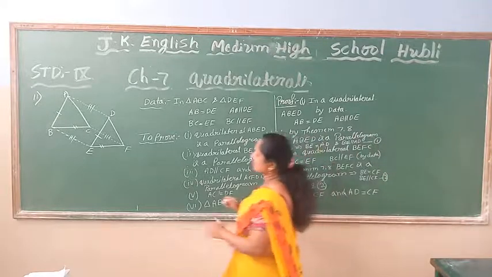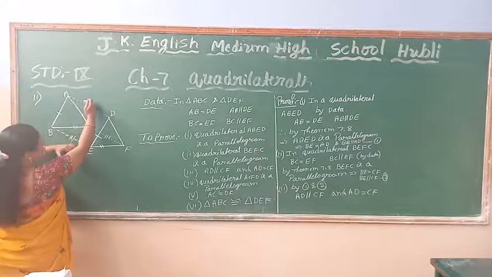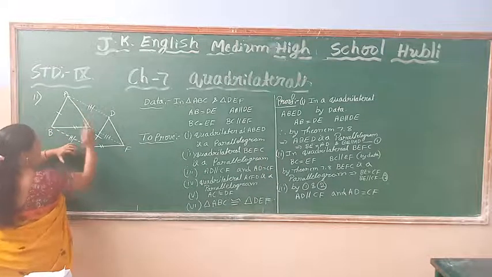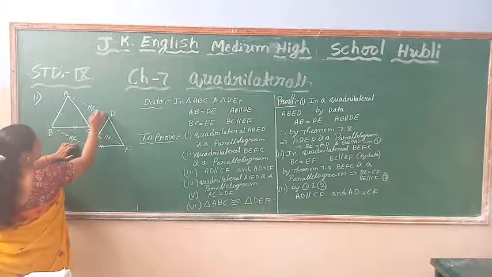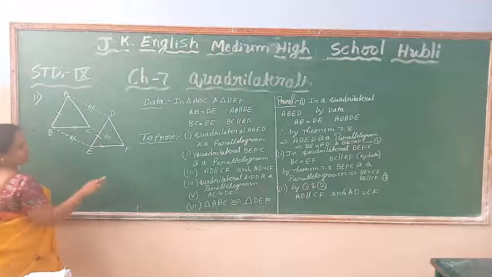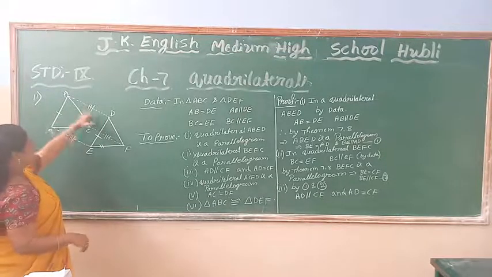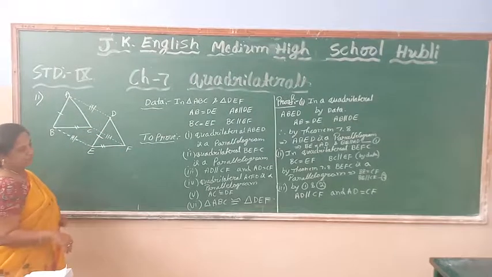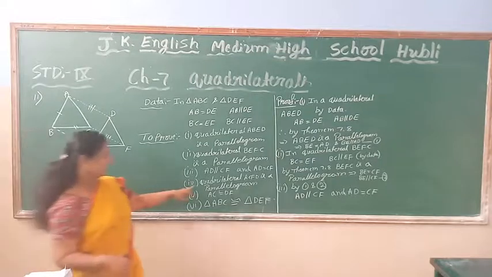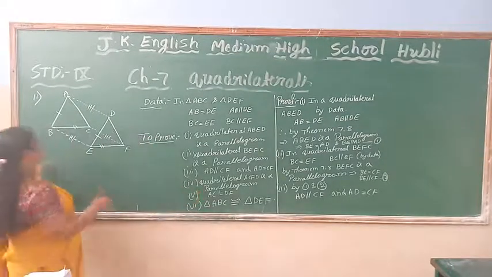First I proved this quadrilateral is a parallelogram, so these two sides are equal and parallel. Then in this parallelogram these two sides are equal and parallel. Then automatically these three sides are equal and parallel. So by comparing 1 and 2, AD is parallel to CF and AD is also equal to CF. After proving this, quadrilateral ACFD is a parallelogram.